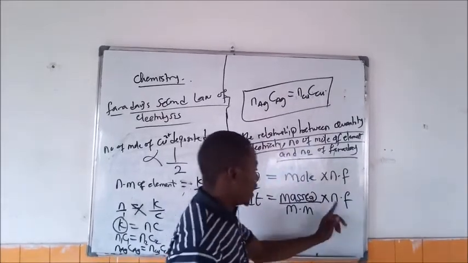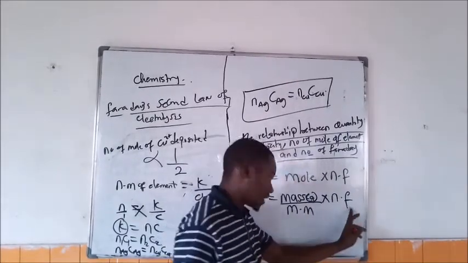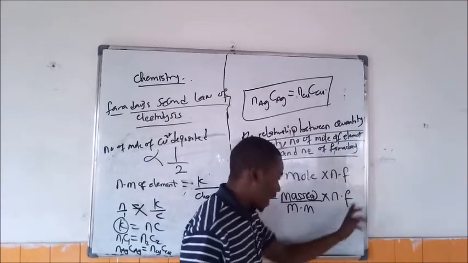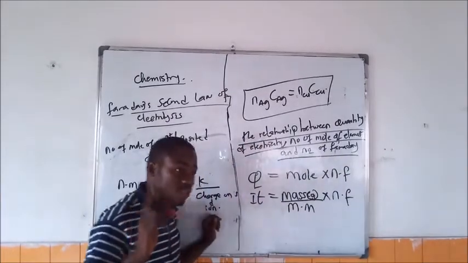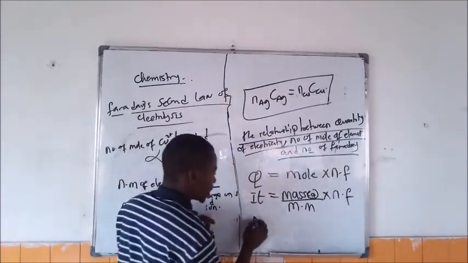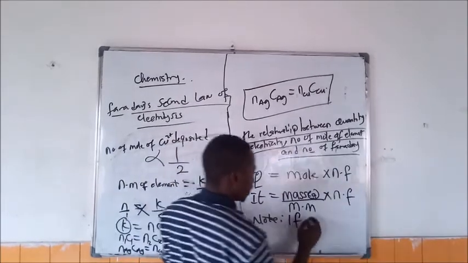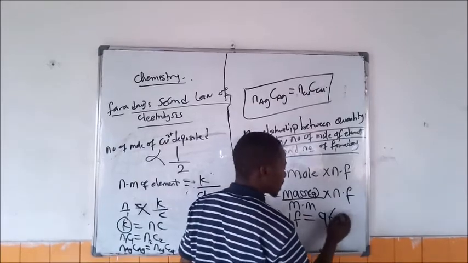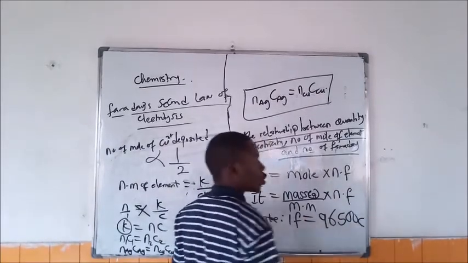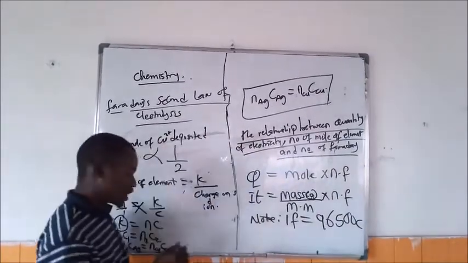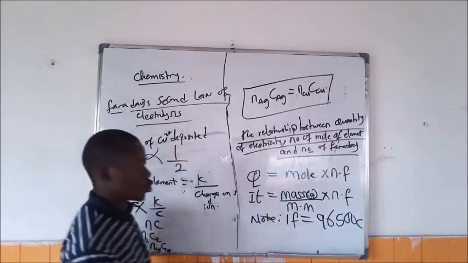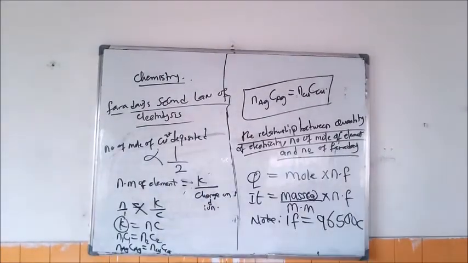Don't forget, if the number of Faraday is 1 farad, that means this farad will be equivalent to 96,500. Note, 1 Faraday is equivalent to 96,500 coulombs. And that is the number of Faraday.